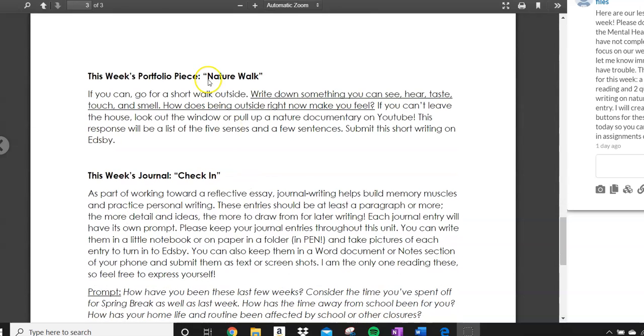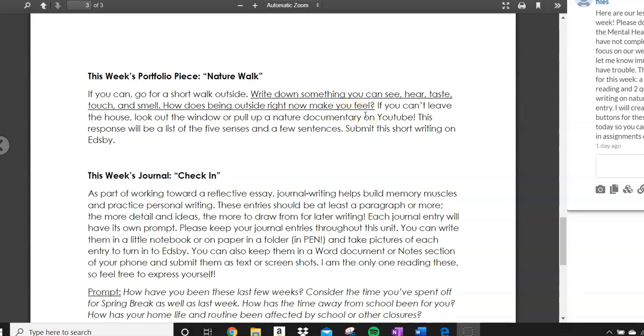So this week's portfolio piece, Nature Walk. Here's the prompt. If you can, go for a short walk outside. Write down something you can see, hear, taste, touch, and smell. How does being outside right now make you feel?